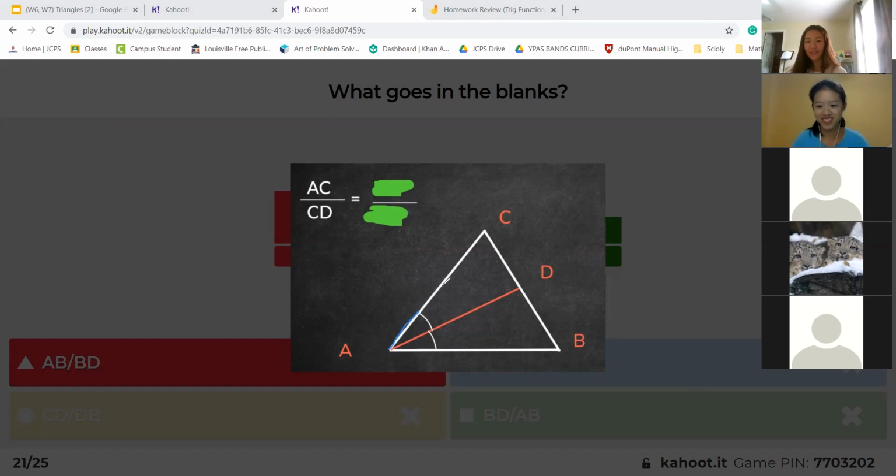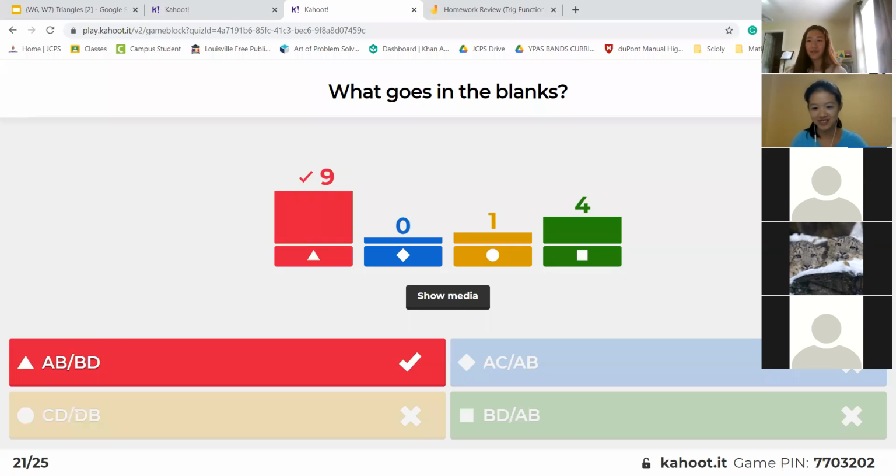Okay, well, the relationship of this to this is equal to the ratio of this to this. We're going to have to skip some questions. I don't know. Will I skip them?